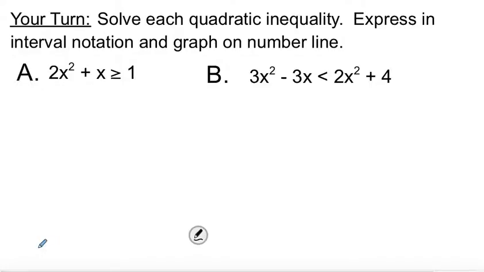So my first step here is I'm supposed to bring all my terms over on the left-hand side, set equal to 0. So I'm going to do that. I'm going to subtract 1. We end up getting 2x squared plus x minus 1 greater than or equal to 0. That's my step 1. I've just done it.